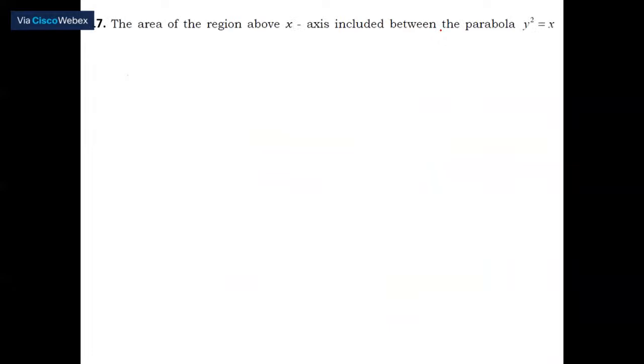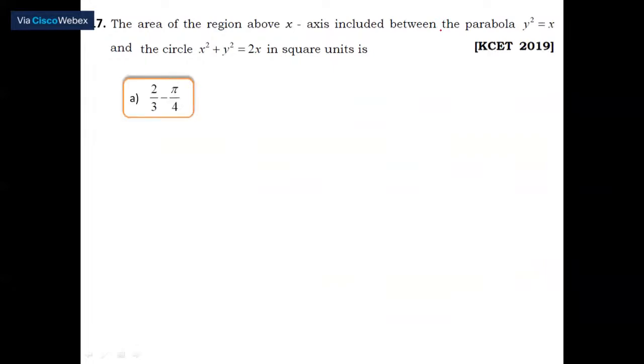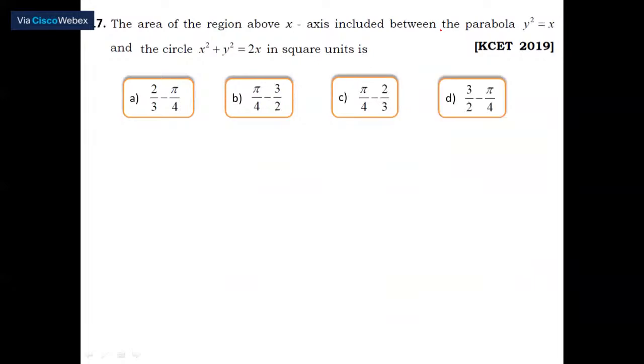The area of the region above the x-axis included between the parabola y square is equal to x and the circle x square plus y square is equal to 2x in square units is, it was the problem asked in 2019 paper. Options are 2 by 3 minus pi by 4. Second option is pi by 4 minus 3 by 2. Next one, pi by 4 minus 2 by 3. And the last option is pi by 2 minus, so 3 by 2 minus pi by 4.